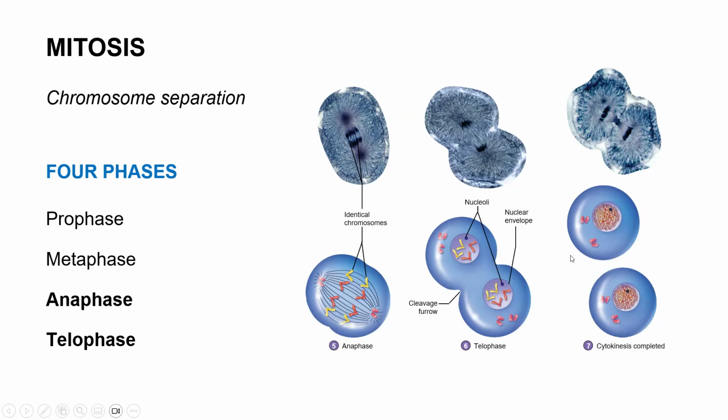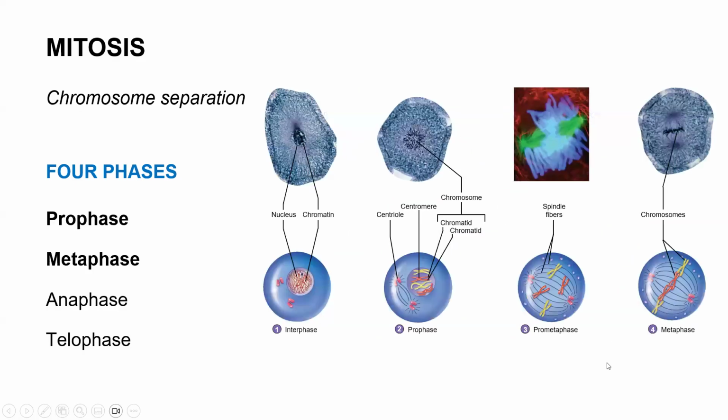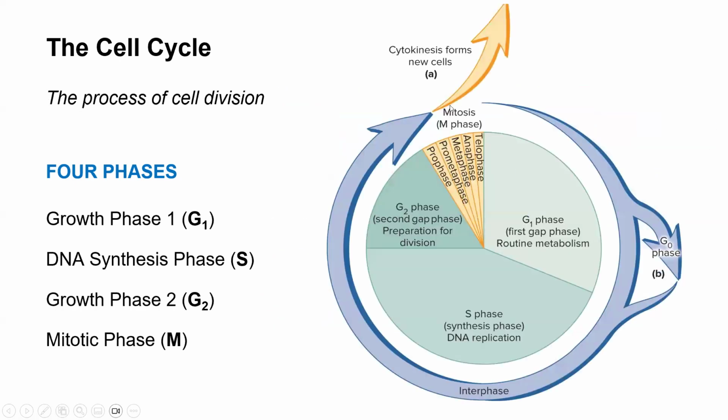So two identical cells. And so cytokinesis, like we showed in here, is not technically part of the mitotic phase. That's kind of a separate process that happens after mitosis. So telophase is where mitosis or that M phase ends. And then once that cytokinesis happens, both those cells are going to be back into this G1 or interphase.